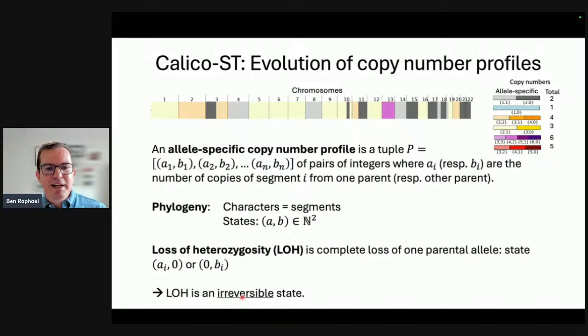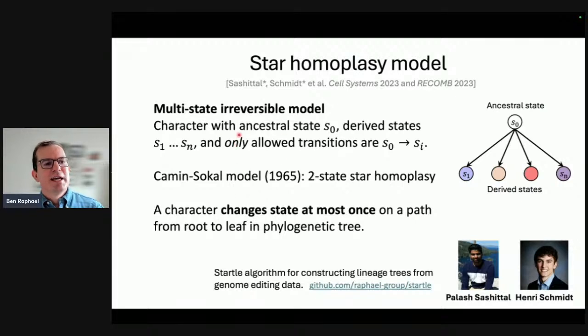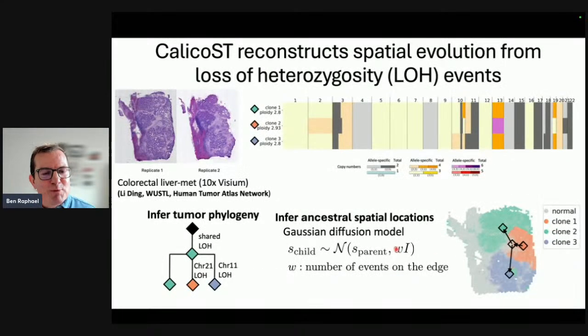Okay, so then we can write down a model that is specific to these loss of heterozygosity regions. This is a multi-state irreversible model, a generalization, if you will, of the classic Camin-Sokal model. So you've got a single ancestral state, in our case the 1-1 state. Then you can lose any of the parental alleles, and these are the derived states. Again, you can only lose once, and you never go back. So this irreversibility. We actually developed this for a different data set. I'm not going to tell you about that, but you can go see that in the paper. But now we can use this model to build trees from these copy number profiles.